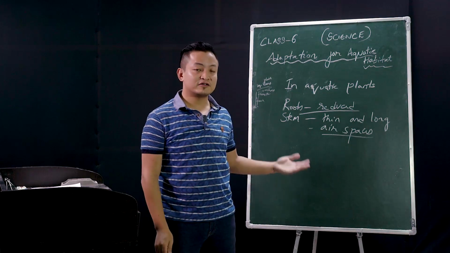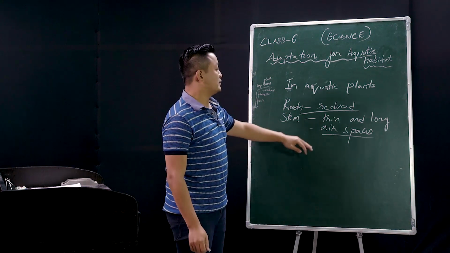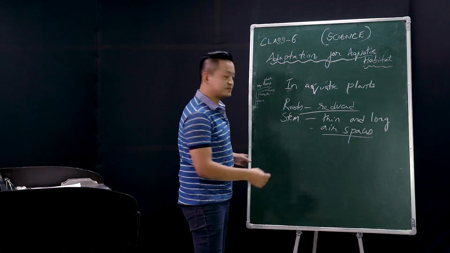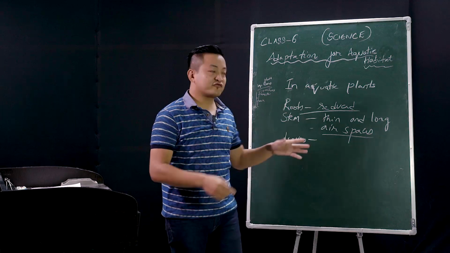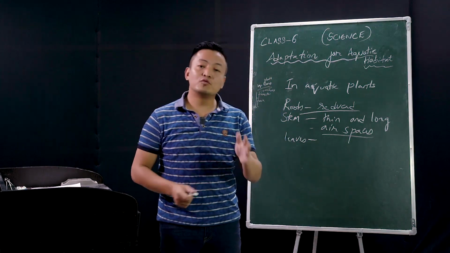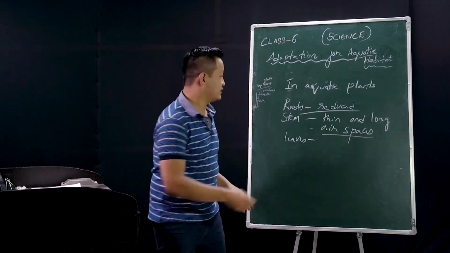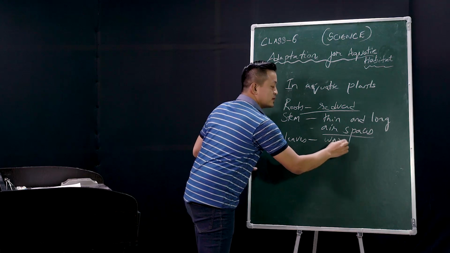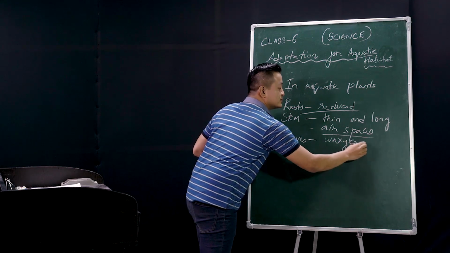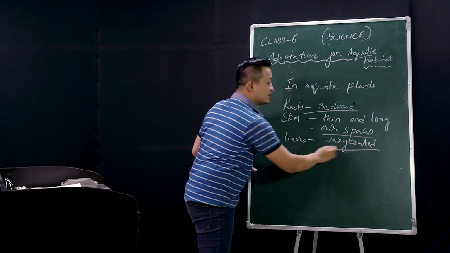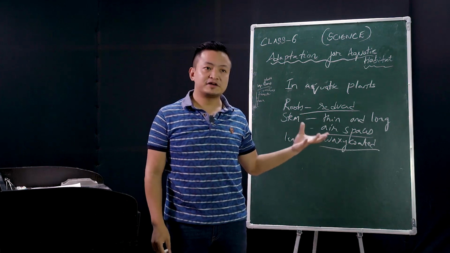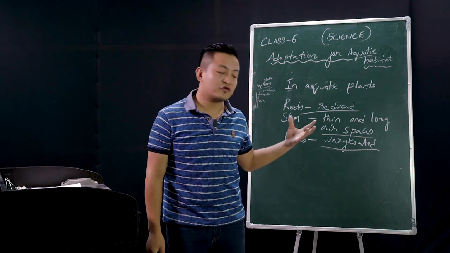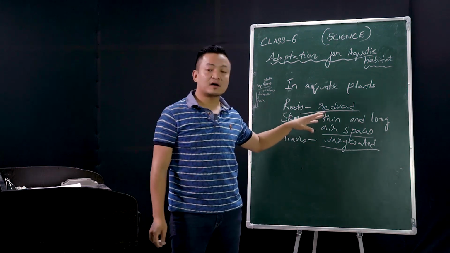Clear? In floating. Now we'll talk about the leaves. The leaves of aquatic plants are waxy coated. Why are they waxy coated? For protection, since there can be any damage. So for protection, the leaves are waxy coated.